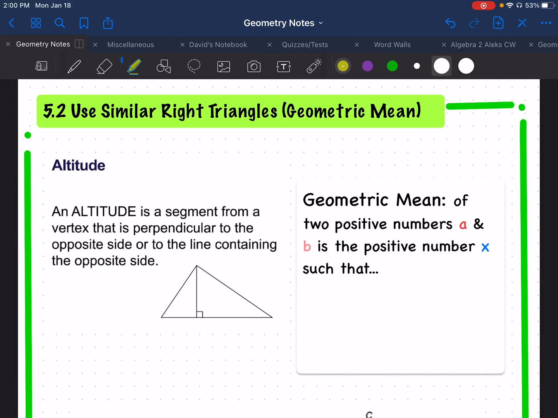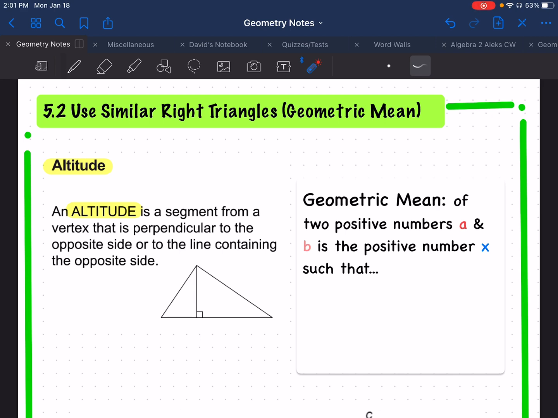Today's lesson is 5.2, Use Similar Right Triangles, Geometric Mean. Let's go ahead and start with the definition of the altitude. An altitude is a segment from a vertex that is perpendicular, that would give me my 90 degrees, to the opposite side, or a line containing the opposite side.